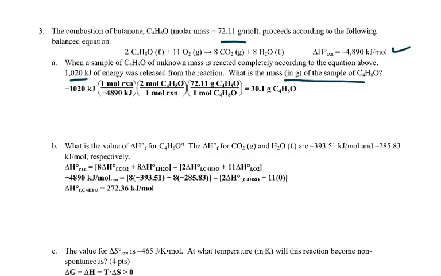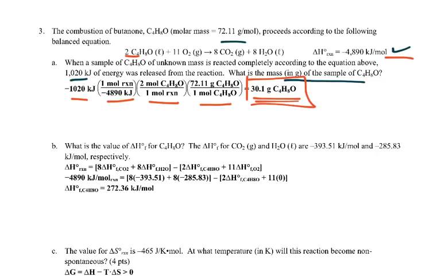Okay, so they're telling us the energy released when you burn a certain amount, so we want to find the grams. So we're going to start over here. Here's the energy released. We know per mole of reaction it's this many kilojoules. And every mole of reaction, we get 2 moles of the butanone. And here's the molar mass of the butanone. So that gives us the mass of the butanone that actually got burned.